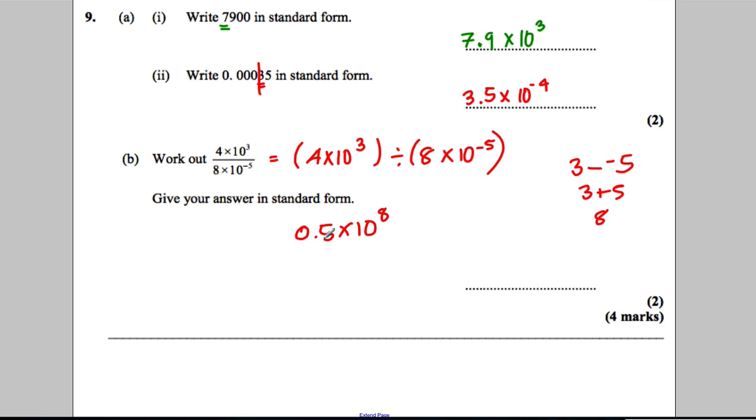This has to be between 1 and 10, so we make it a 5 by increasing by 10. So as not to change it, we need to decrease this by 10. That would be our answer. 5 multiplied by 10 to the power of 7.